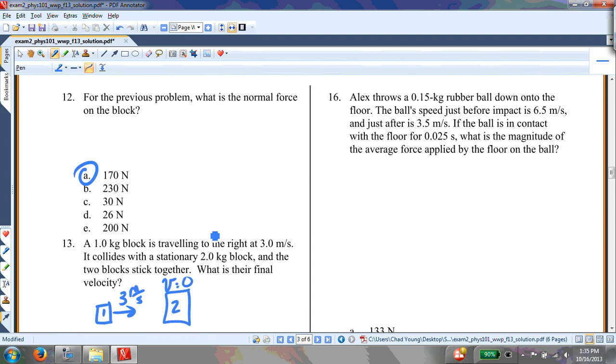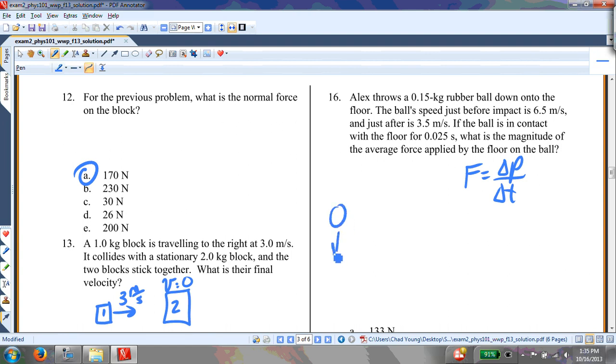All right. Alex throws a 0.15 kilogram rubber ball down at the floor. The ball speed just before impact is 6.5, and just after is 3.5. Ball is in contact for 0.025 seconds. What is the magnitude of the average force? All right. F, that I know from Newton's second law, is delta P over delta T.